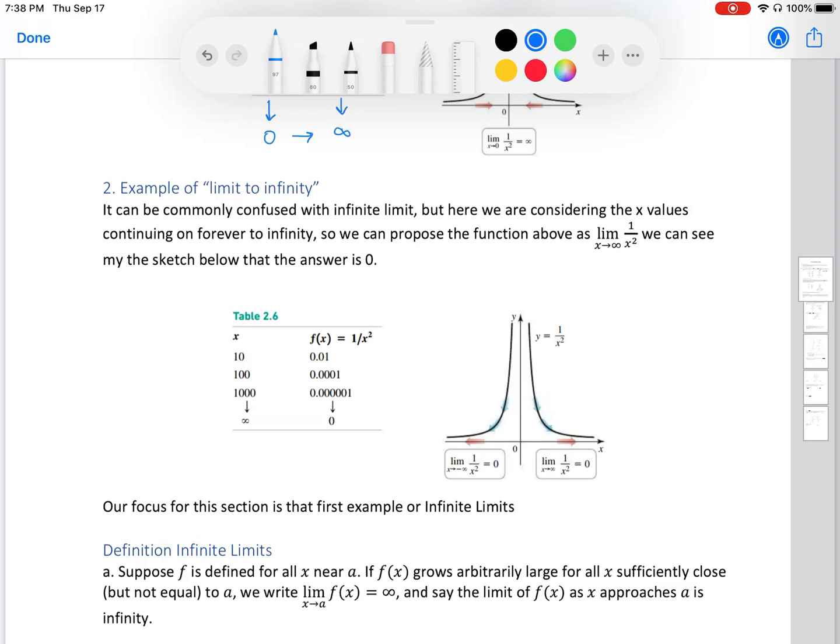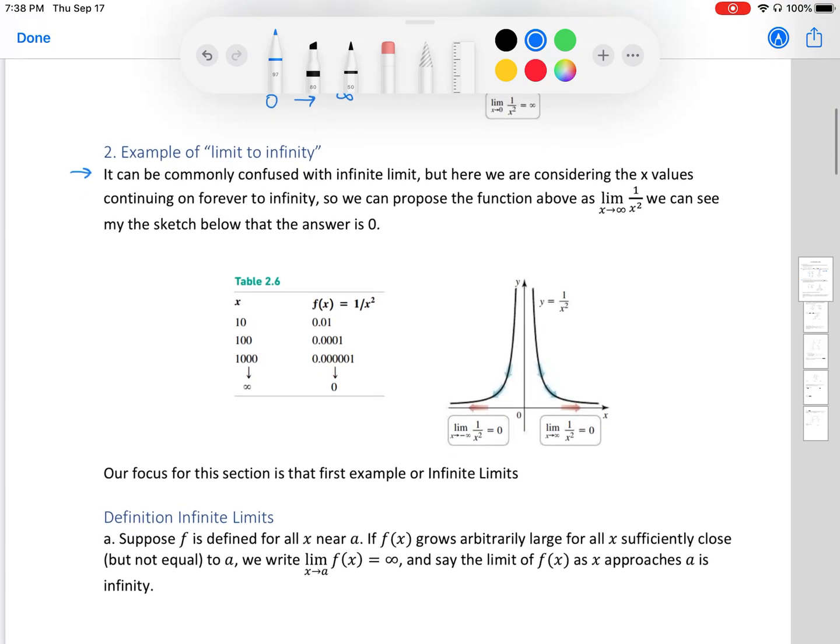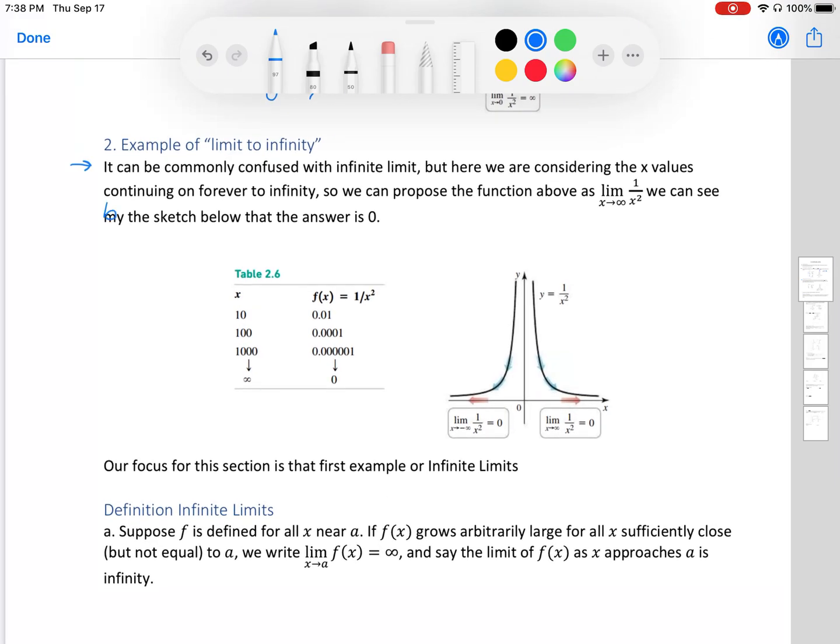Not to be confused with limit to infinity, which is what we'll cover in our next section. It can be commonly confused with infinite limit, but there we are considering the x values continuing on forever to infinity. So we can propose a function as the limit as x is approaching infinity of 1 over x squared. We see by the sketch below that we're not approaching a number, we're approaching infinity.